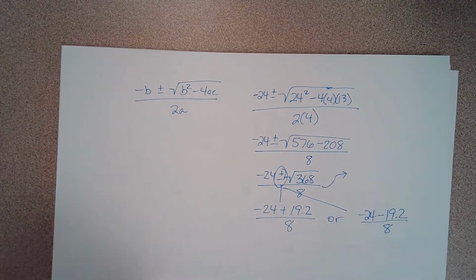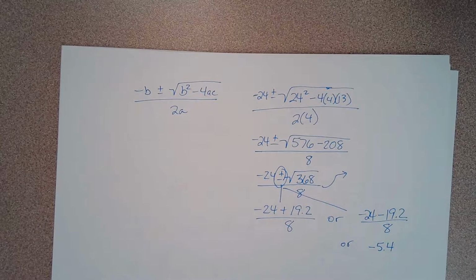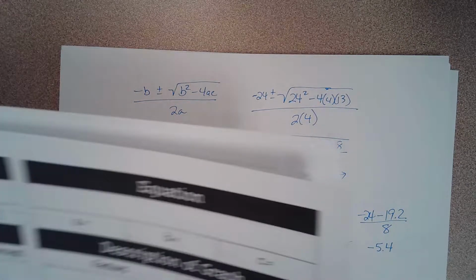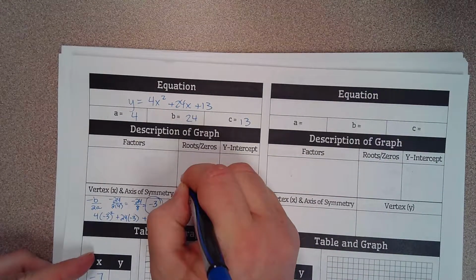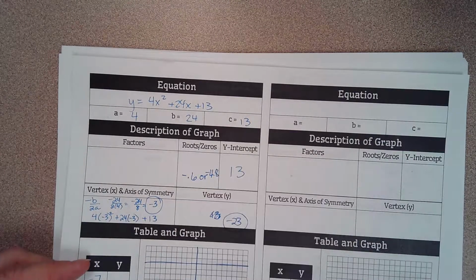So put this in your calculator. Negative 24 minus 19.2, and then divide it by 8. So this is going to be negative 5.4. So this one's going to be the positive. So negative 24 plus 19.2 divided by 8. So I have negative 0.6. So for your factors, or zero roots, because that's what these are, you have negative 0.6 or negative 4.8. So that's why I cross the x-axis. That is where we're going to go through.